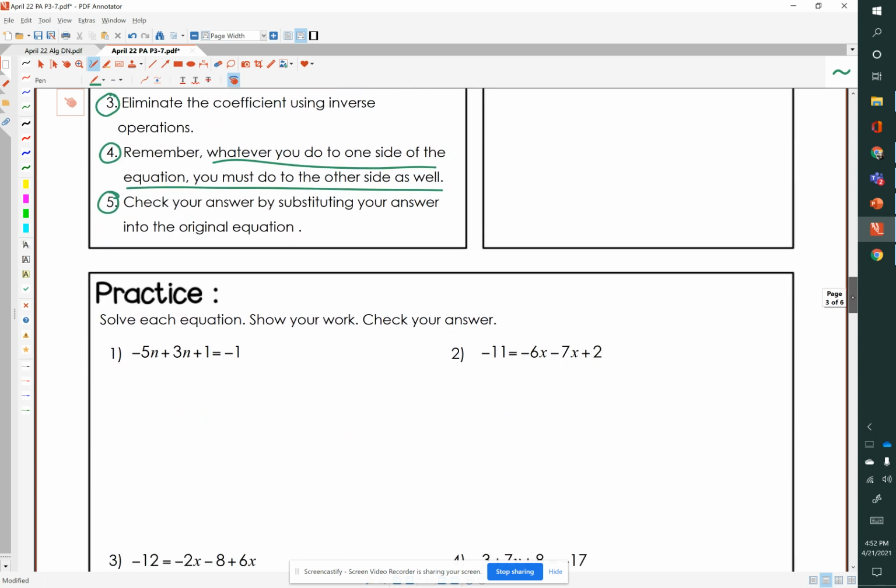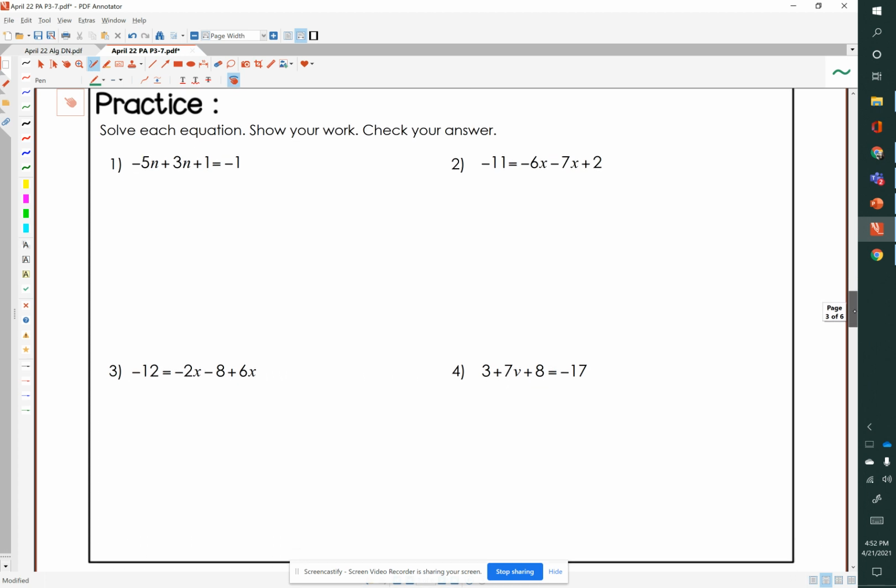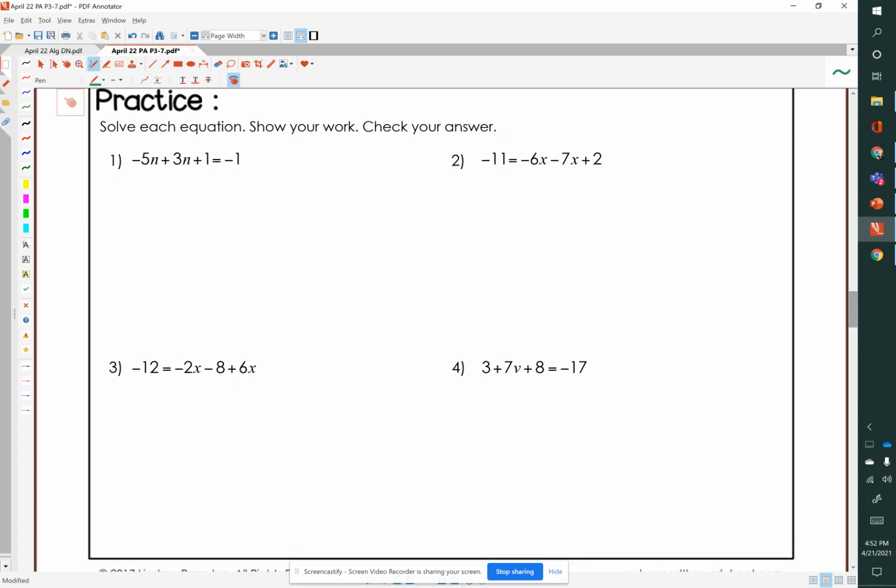So let's get started. We're going to solve each equation. You have to show your work, and it's good to check your answers. So we'll start with combining like terms. Negative 5n plus 3n. So that is, think of it as negative 5 plus 3, which equals negative 2. So that's negative 2n plus 1 equals negative 1.